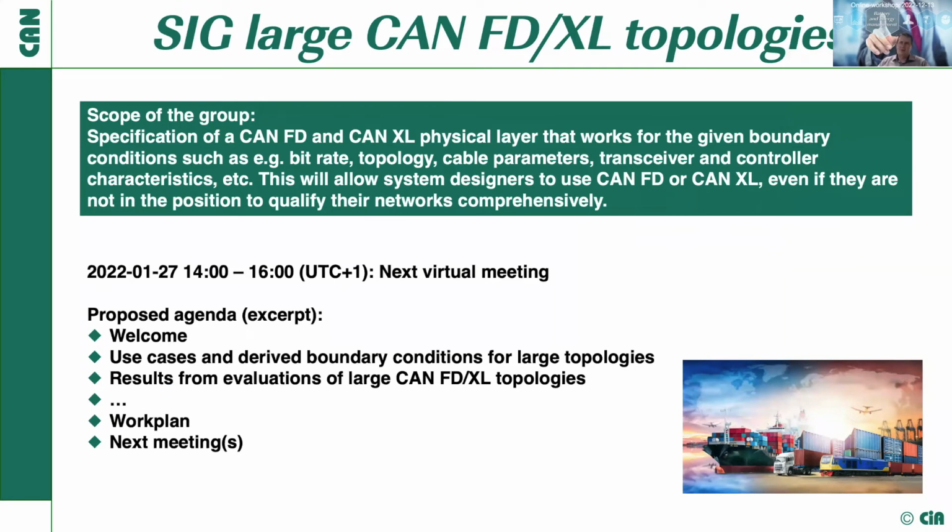You see here the scope of the working group is to generate a specification of a CAN-FD and CAN-XL physical layer that works for the given boundary conditions, such as bitrate, topology, cable parameters, transceiver and controller characteristics. So this will allow system designers to use CAN-FD or CAN-XL, even if they are not in the position to qualify their networks comprehensively. So you see here also an excerpt of the upcoming meeting in January. So there's a little time for you to make some thoughts and to take part.